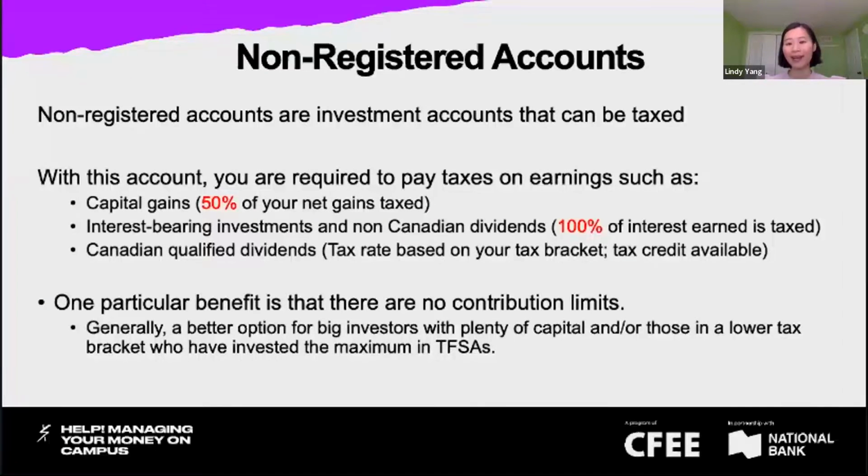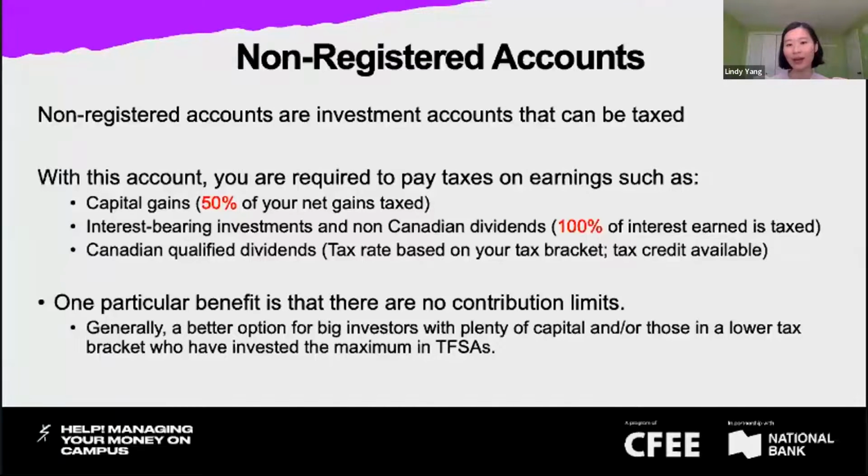Non-registered accounts are Canadian investment accounts which can be taxed. As a rule of thumb, you can expect any form of savings in this account to be taxed. 50% of your capital gains are taxed in a non-registered account. The tax rate depends on your personal tax bracket. For example, if you're in the highest tax bracket in Ontario, you would pay about 27% tax on capital gains. 100% of the interest you earn in a non-registered account is taxed. Once again, the tax rate will vary based on your personal tax bracket. If you're in the highest tax bracket in Ontario, you'd pay about 54% tax on interest income.